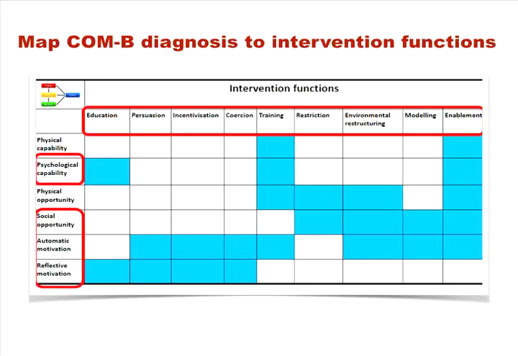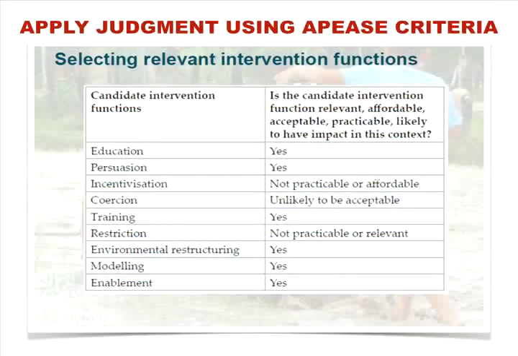As they did that, they then went through the APEASE categories. They felt that education was affordable, acceptable, practical, and likely to have an impact in this context, as was persuasion. Incentivization, while there's strong rationale to believe that it could have big impacts on automatic and reflective motivation, is not really feasible, to incentivize people every time they drink or boil water. Coercion, as I mentioned, is very rarely acceptable in terms of public health interventions. I think coercion is only generally acceptable when there's harm to another party involved. So there might be situations where that's acceptable, but not for most public health interventions.